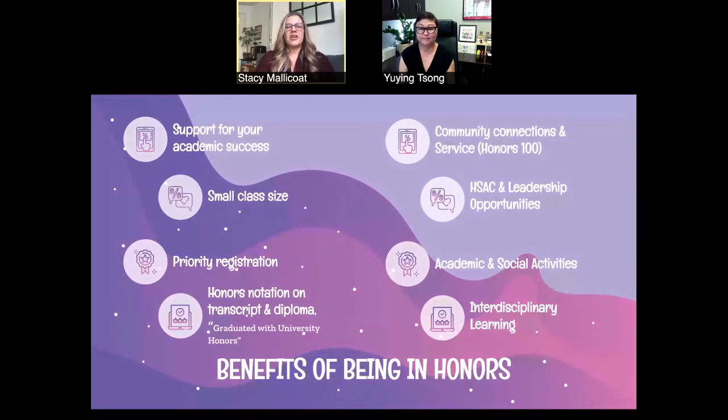You also get that honors notation on both your transcript and your diploma. As part of some of our curriculum, we do engage in a lot of service learning and community connections. We have leadership opportunities both within our center as well as within our student group. We also do several different academic as well as social activities, ways to bring us all together, which I think is so important in general, but particularly important after the last 2 years, that we really have this community that you can be a part of. And as I mentioned, really that support for your academic success with that interdisciplinary learning.